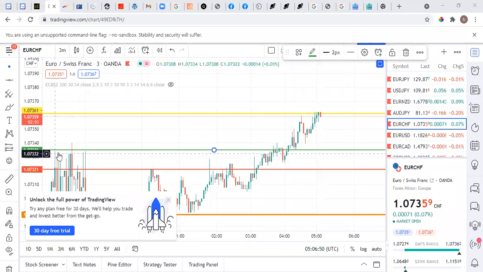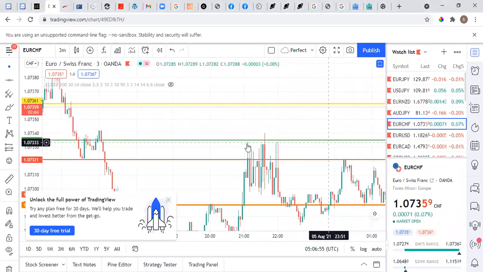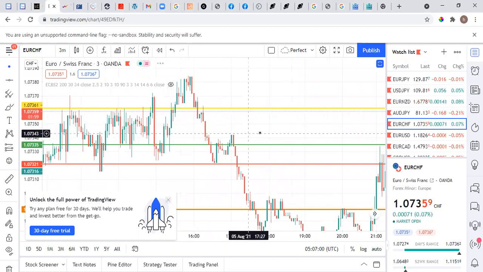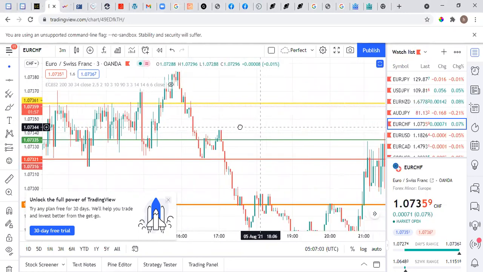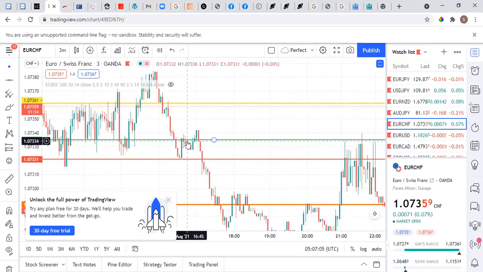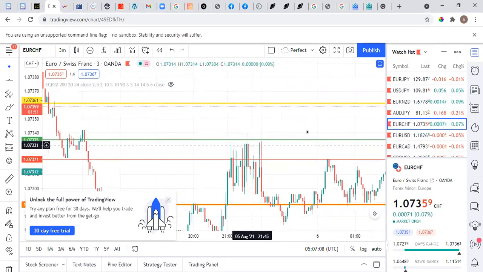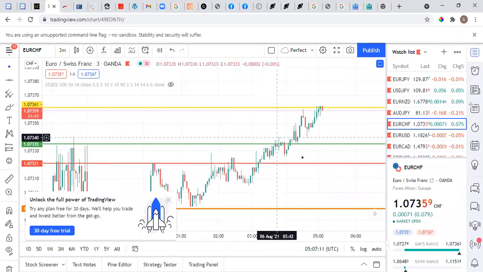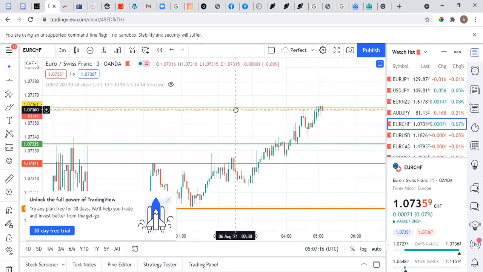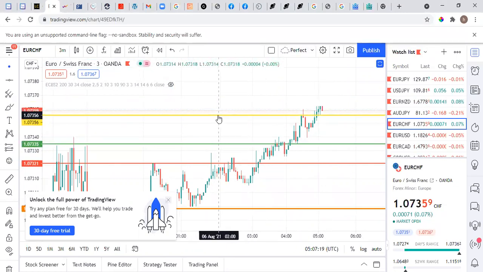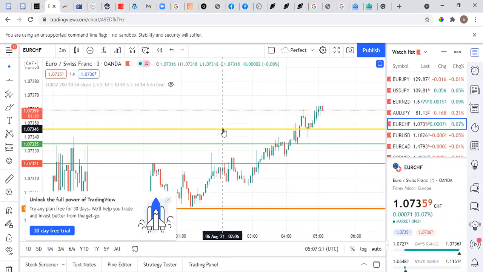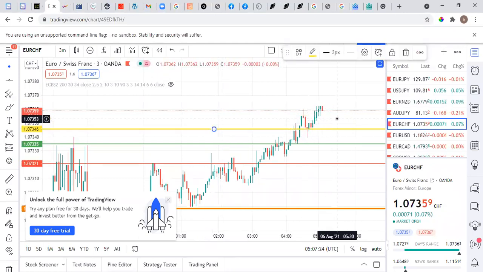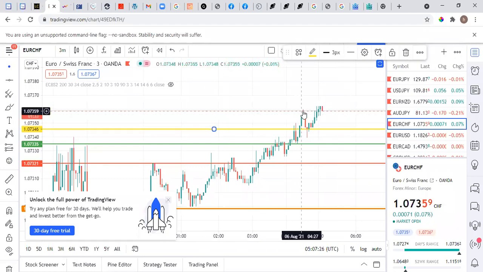Why? Because this is my former resistance line here. In fact, here too. I didn't see this before I drew this line on. But you see this thing always works, even in the past. So this line is my former resistance line, and yeah, it's bounced off it too. So this is a very good area. Another good area for a buy is here.